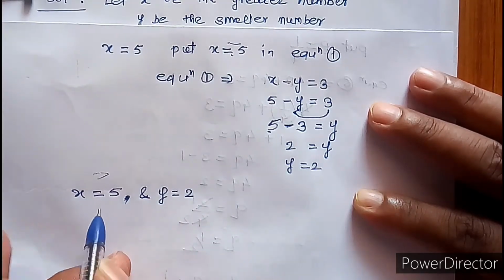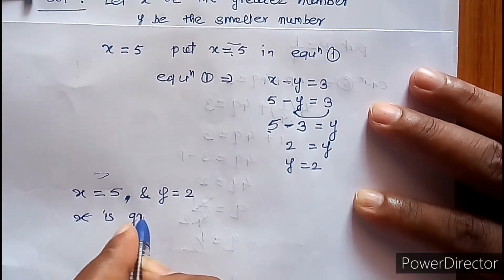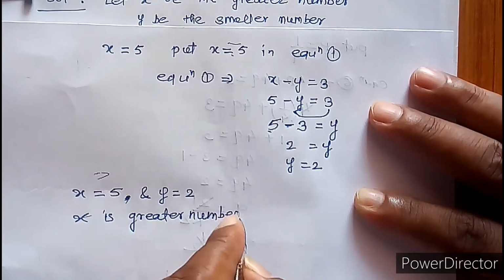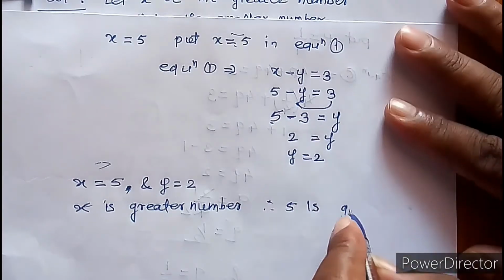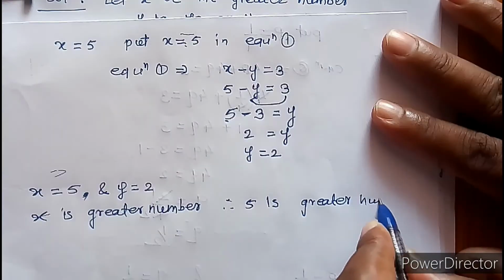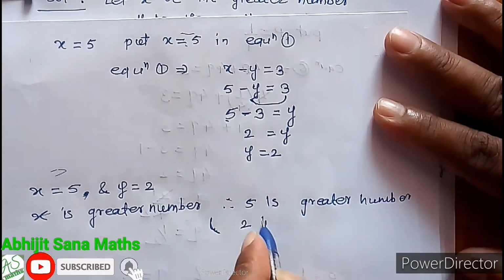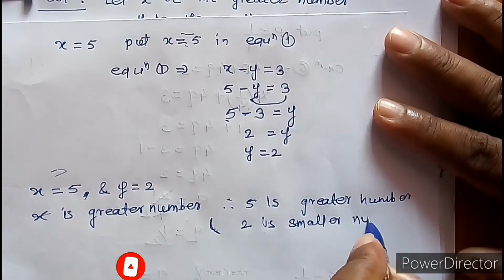But here, what is x? x is the greater number. Therefore 5 is the greater number and this 2 is the smaller number.